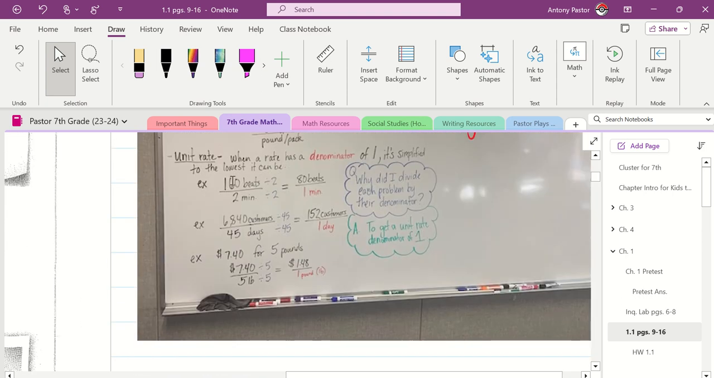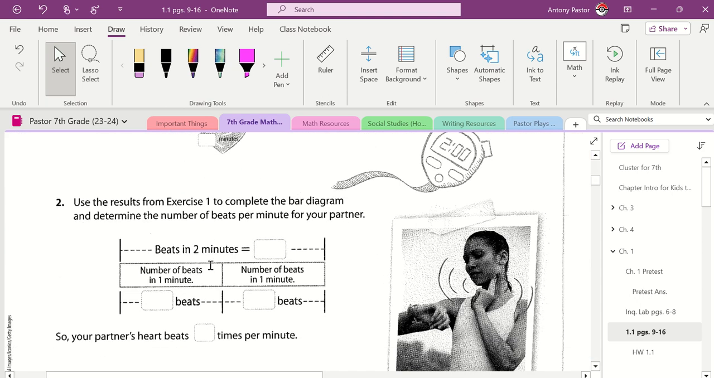Example, again, would be 160 beats in 2 minutes. If we took our partner's pulse and we got 160 beats in 2 minutes, then we'd divide it by 2 to find out how much was each 1 minute, and that would be 80.